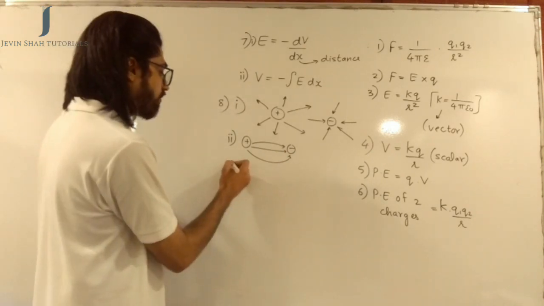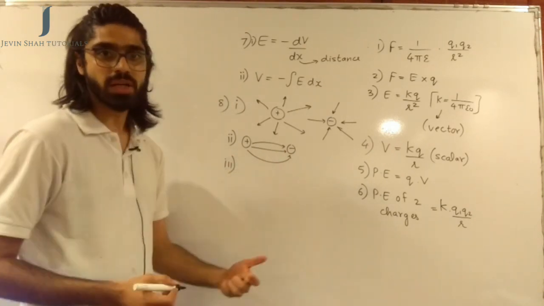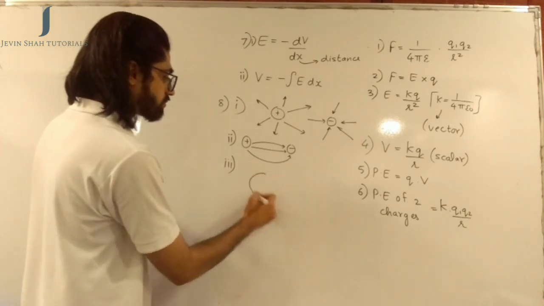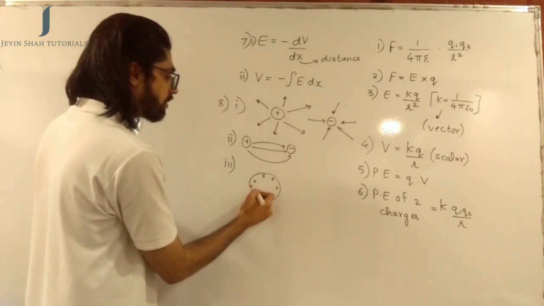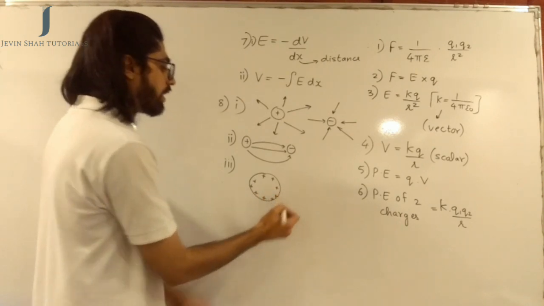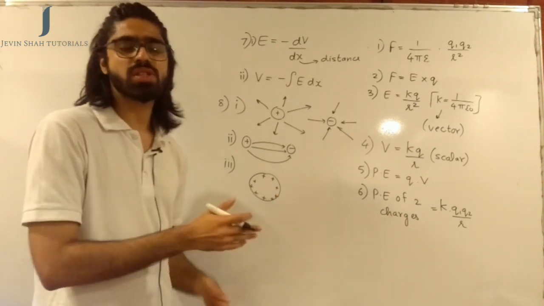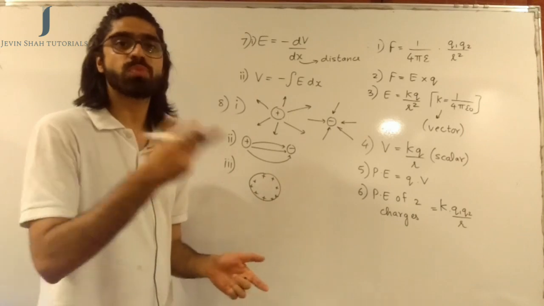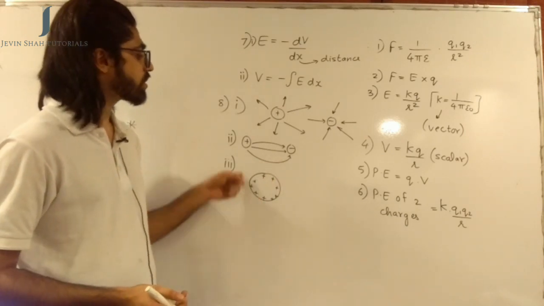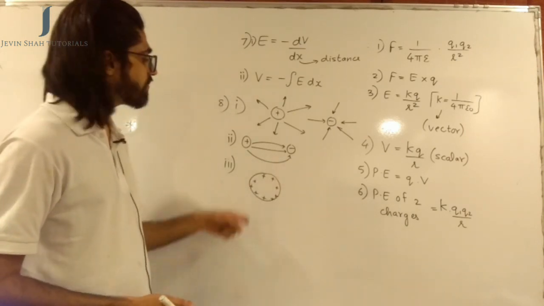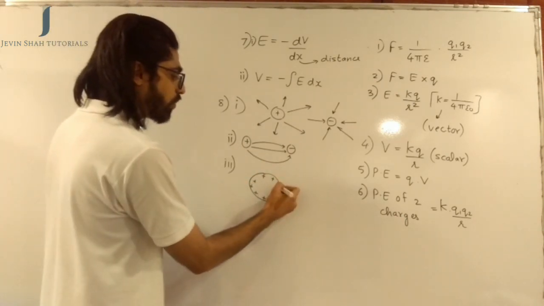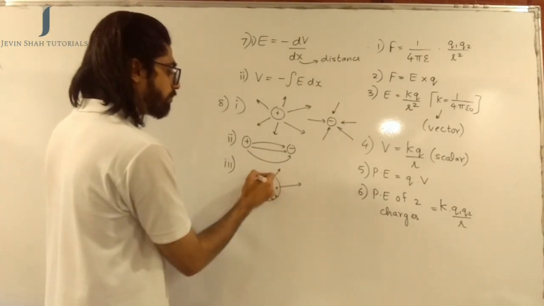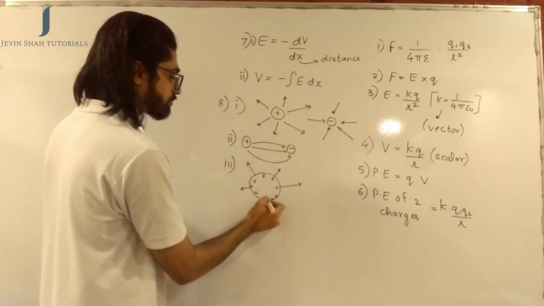Now, whenever we talk of a conductor, a conducting material like a metal, charges always exist on the surface of a metal. Inside the metal, there can never be a charge existing. Whatever charges you put on a metal will always be on the surface only. So if there are positive charges on the surface of a metal, the electric lines of force are always going to come out perpendicular to the surface.